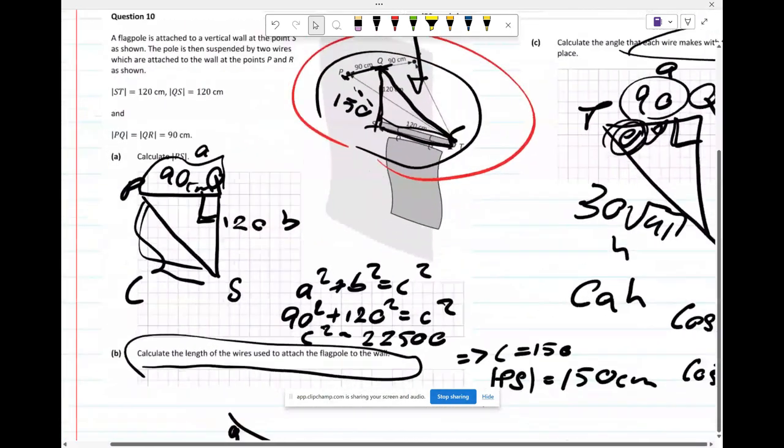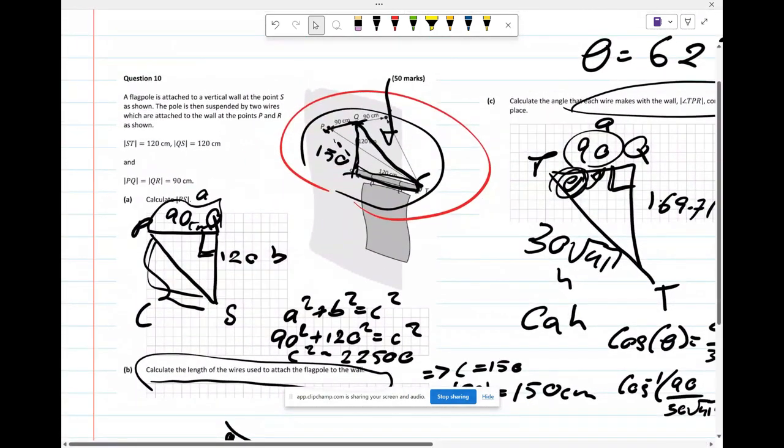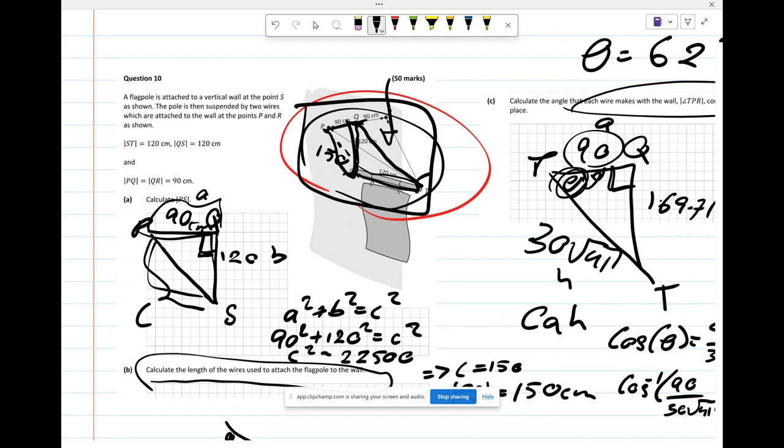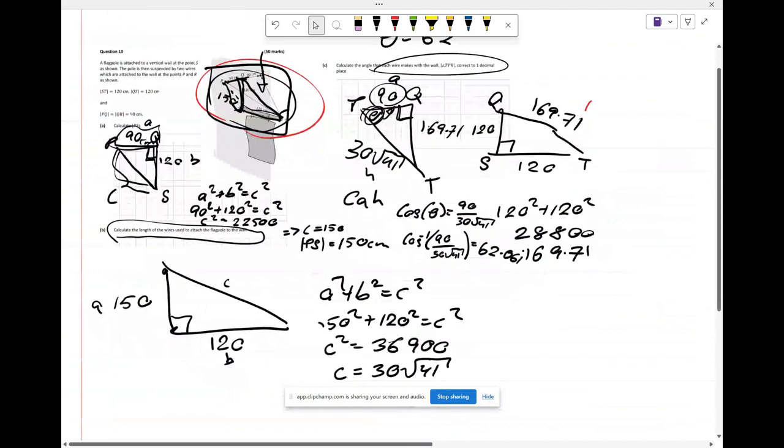So the takeaway from this question is, don't trust their diagram, draw your own. Think about which triangle you're thinking about and draw your own one. But yeah, that's the whole question.